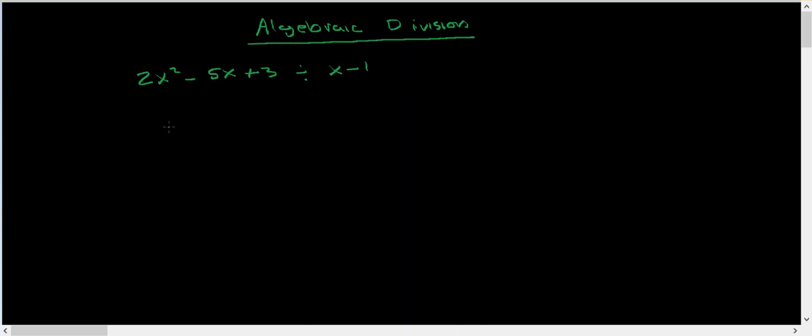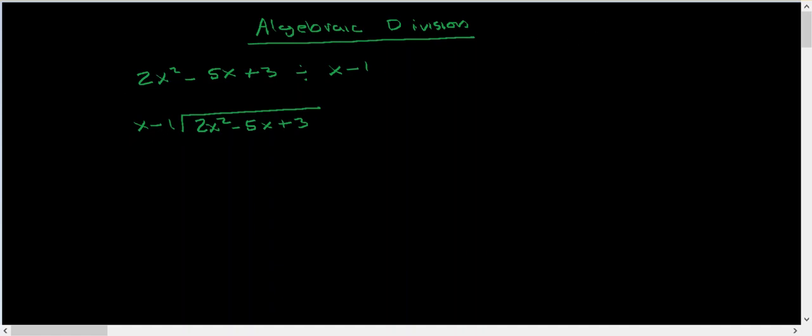So the first thing you need to do is draw your container like this, and then you put the bigger expression inside the container. So it's going to be 2x squared minus 5x plus 3. And now what we have to do is divide this by the smaller expression, x minus 1. There are different phases to this.